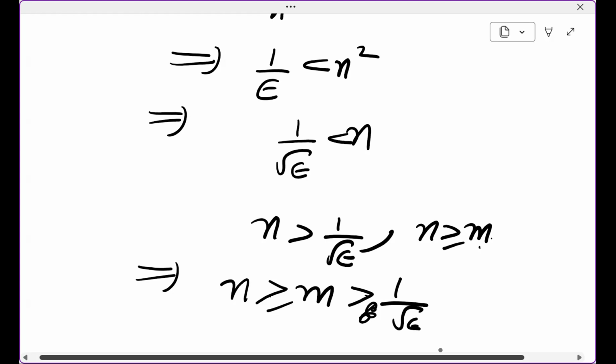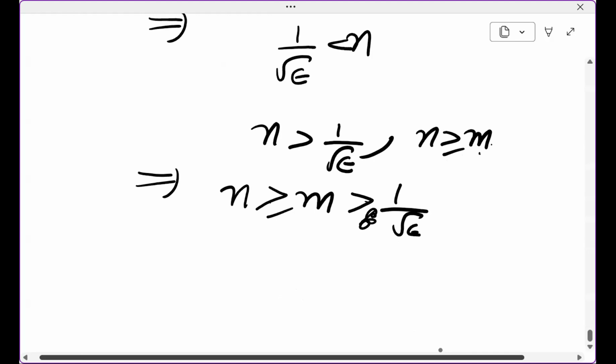Otherwise it will be greater than or equal to, so we want our m to satisfy this condition. Then automatically both the inequations will be satisfied. You can see n greater than or equal to m, this is satisfied by the transitive property. A greater than b, b greater than c means a greater than c. So this is also satisfied. So both are satisfied for this.